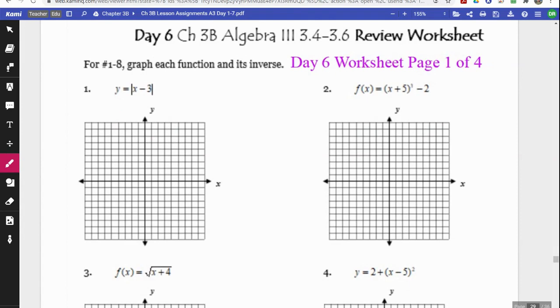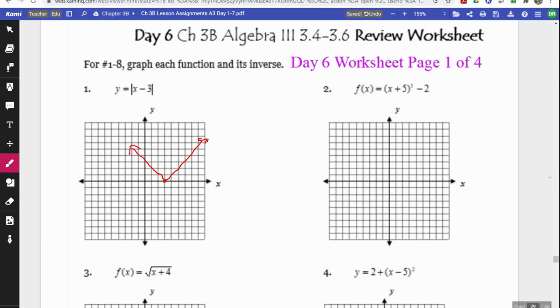If we're going to graph each of these functions and its inverse, we kind of need to know a few things. One, we can use Desmos, but we should know basically what this graph looks like. It's just a translation of the parent function, right 3. So the vertex would be there, and it's just going that way and that way.